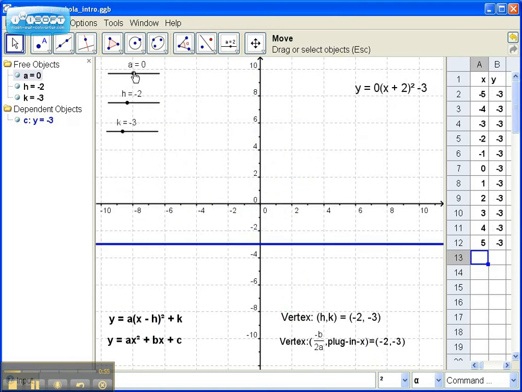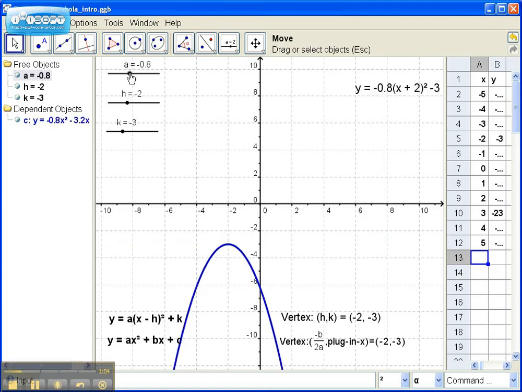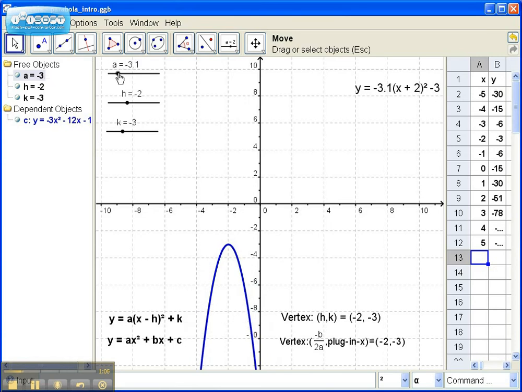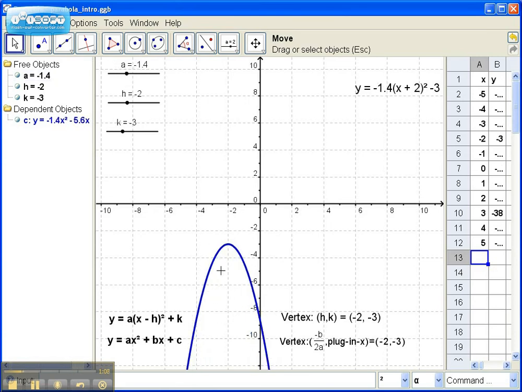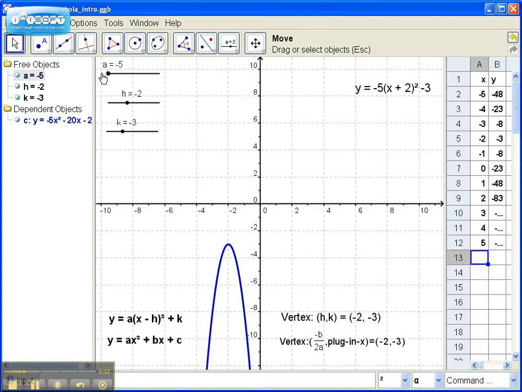A is 0 is not considered a parabola. Your x squared is gone, and so really that's just a line that's right there. We're not going to use those at all. But if a is negative, then notice what happens. Now my parabola is upside down. So a, the further it gets from 0, the steeper it becomes. So if I go to -5, notice, okay, it's still steep, but it's just heading down this time.